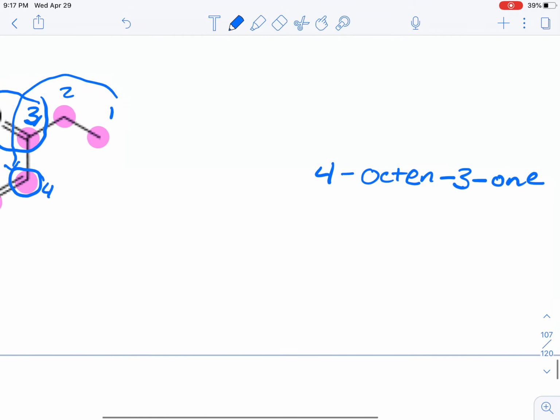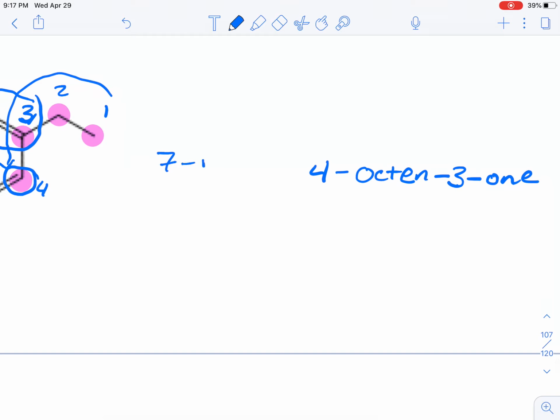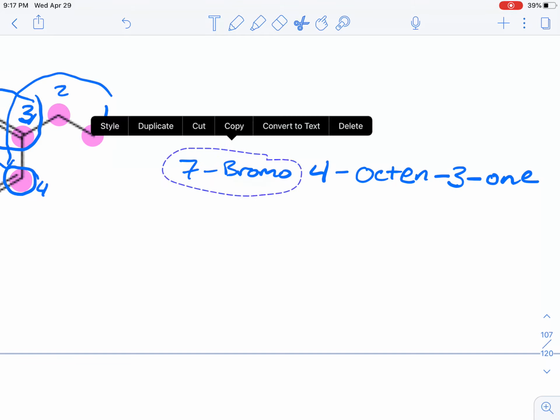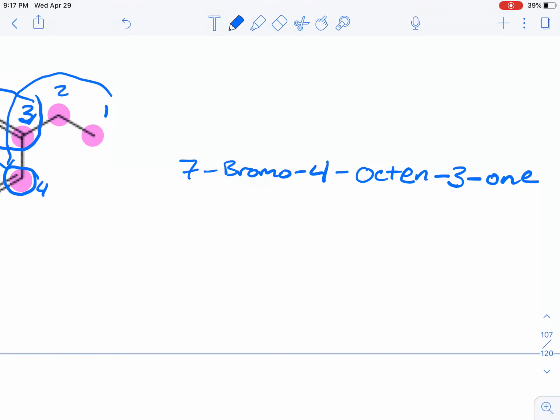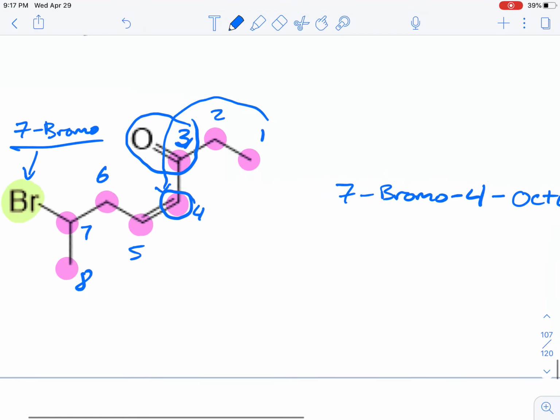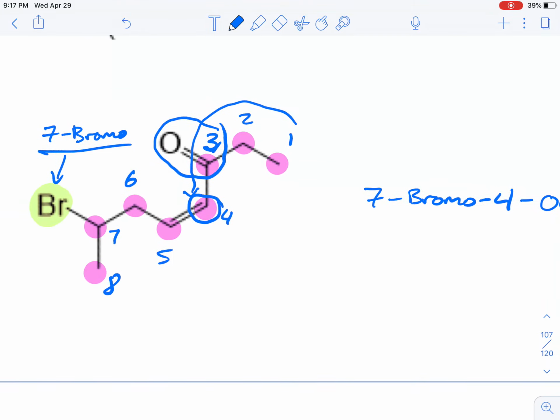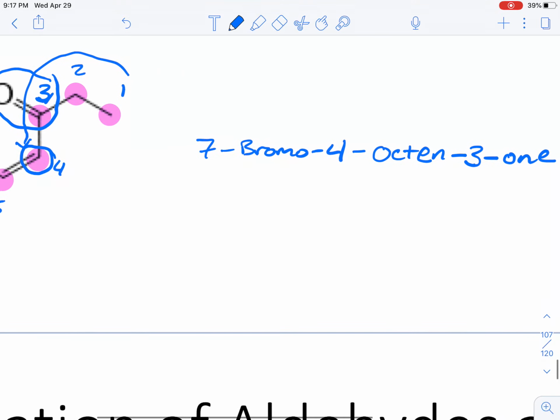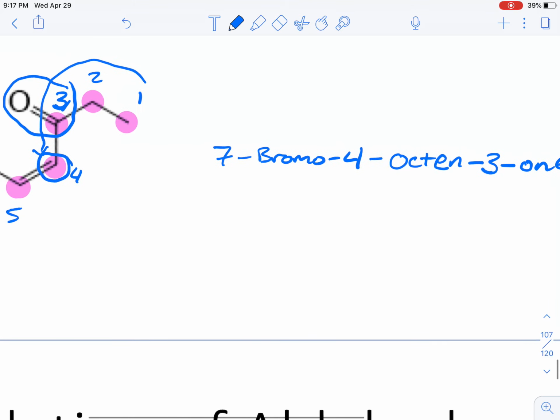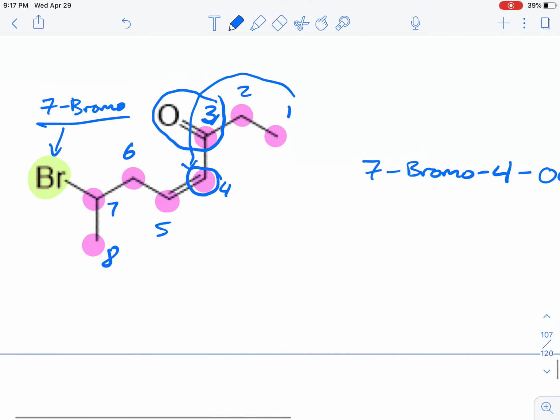I'm going to go ahead and add that in. So I have 7-bromo. And since I'm going from a letter to a number, I'm going to make sure that there's a dash right in between. And so this is the name of this specific organic compound. And so we might feel like we're done, right? We're like, yeah, you know, I did it. I named this really crazy looking organic compound. However, we're actually not done yet.